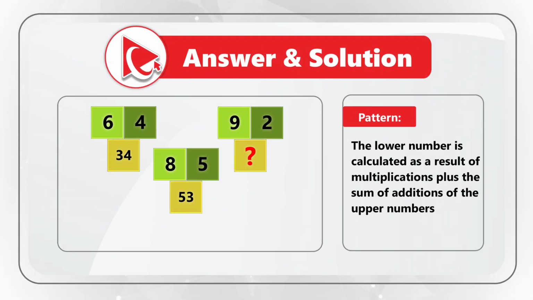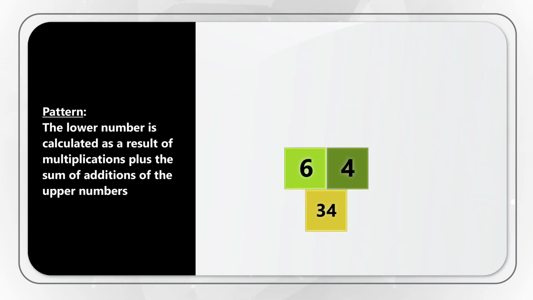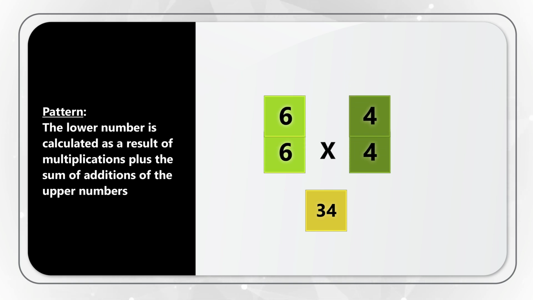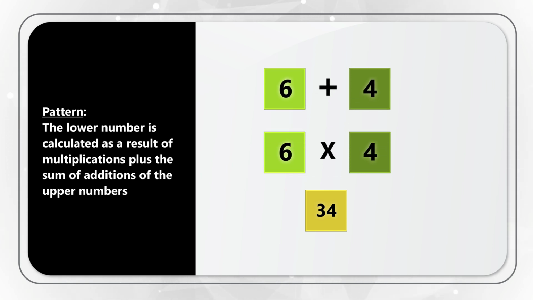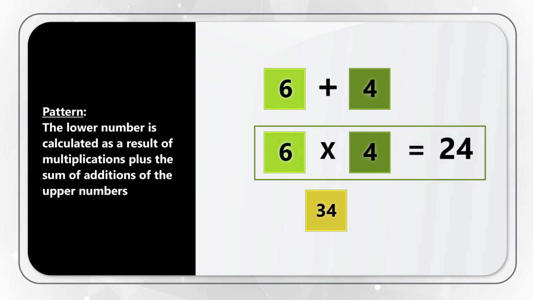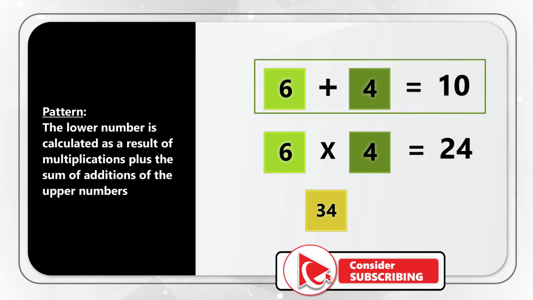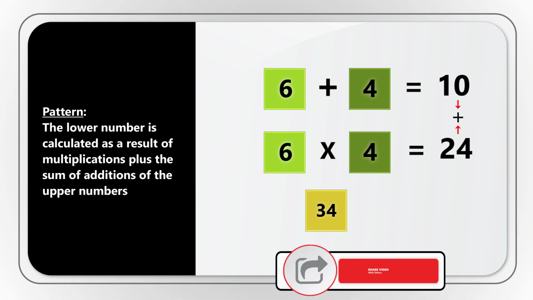I think there is a very interesting and unusual pattern here between the top 2 numbers and the bottom number. In fact, the lower number is calculated as a result of multiplication plus the sum of the upper numbers. Let's look at the example. For example, the first set of numbers is calculated as 6 multiplied by 4 plus the sum of 6 and 4, which would equal 24 plus 10 and equals 34.